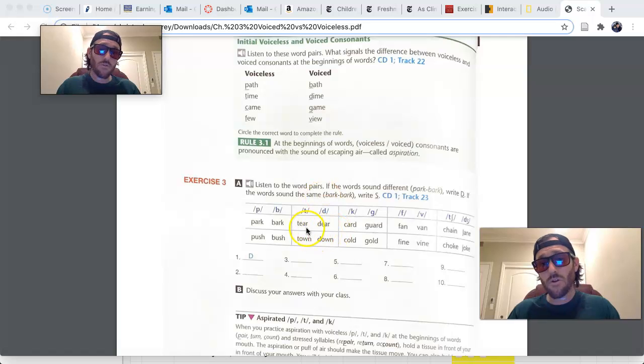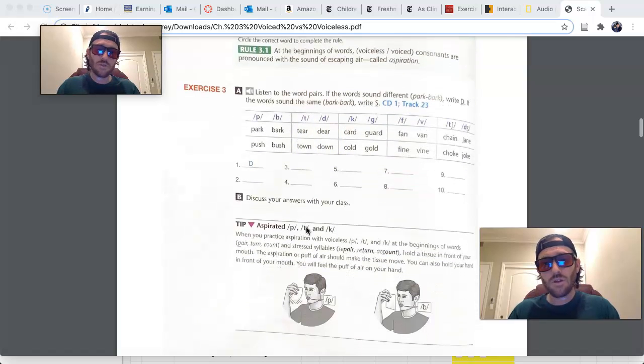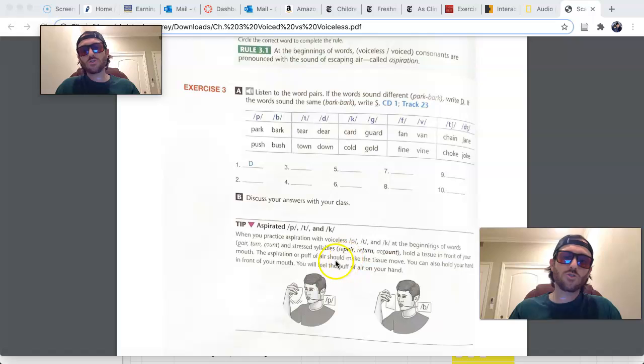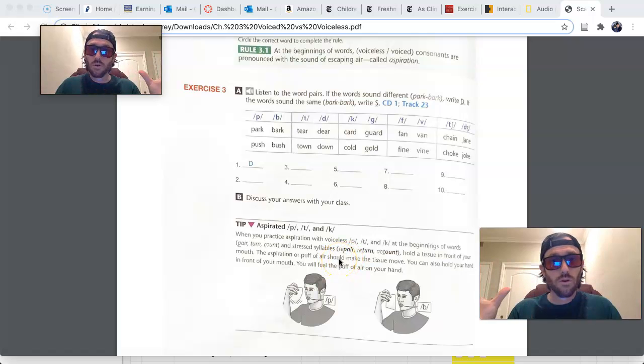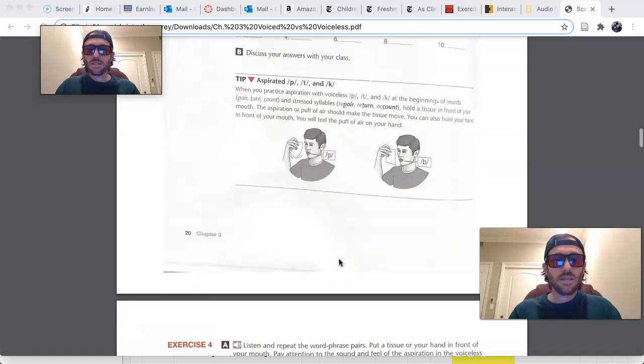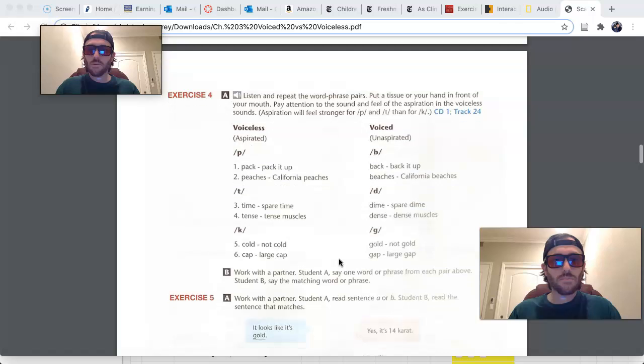Not only was that for initial consonant sounds, but also for the stressed syllable in a word that has more than one syllable. Forgot to mention that in the previous video. Let's continue on with exercise 4.